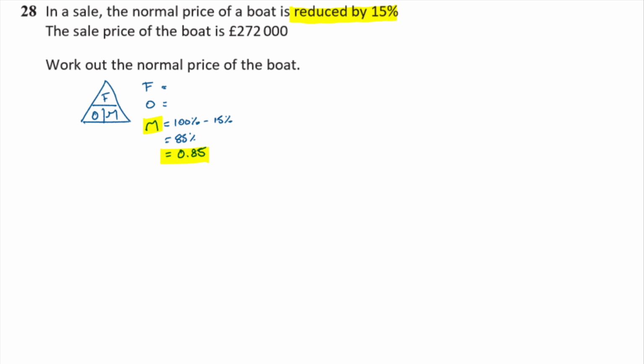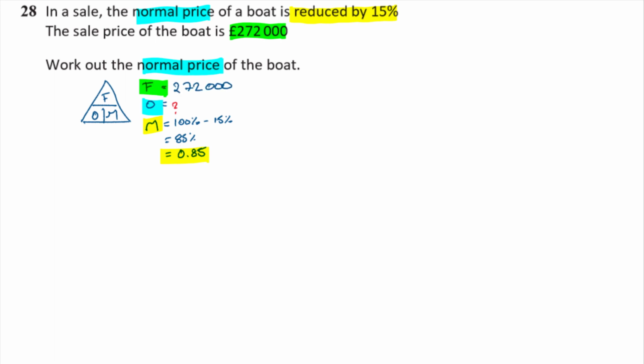Okay, then the sale price of the boat is 272,000. Now we need to work out, is that the final or is that the original? Okay, in a sale, it started with the normal price, the percentage change happened, and I ended up with the sale price. So the sale price is the final and the normal price is the original. So we're finding the normal price, so that is the one we want to find, and the sale price is the final, so that goes up here, 272,000.